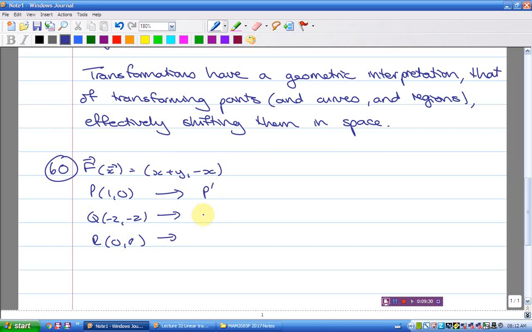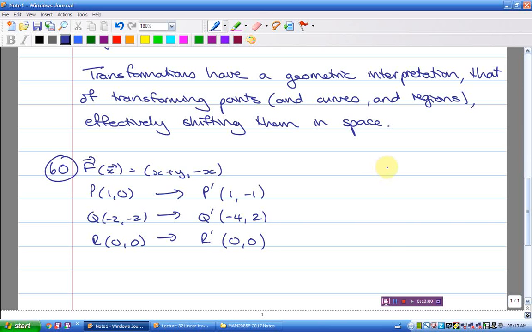I'm going to transform them into P dash, Q dash, and R dash. Let's have a look. If I plug x equals 1 and y equals 0 into my transformation, what do I get? I get 1, minus 1. Minus 2 will become minus 4, 2. And 0, 0, that's a rather funny looking 0. Let me fix that. 0, 0 becomes 0, 0. It is a characteristic of linear transformations that the origin maps to the origin.